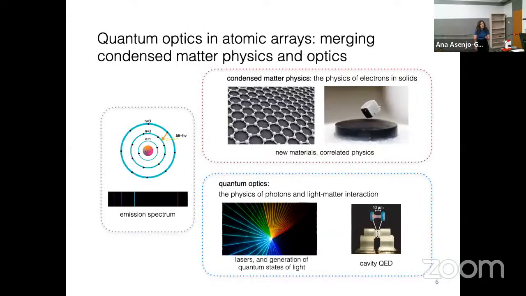So I think that quantum optics in atomic arrays merges two distinct fields in physics, that is that of quantum optics and condensed matter physics. When people started thinking about quantum mechanics, this was because they were interested in the nature of light. So they were seeing the emission.